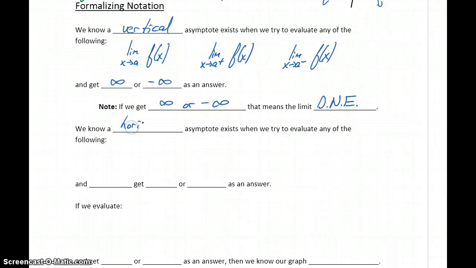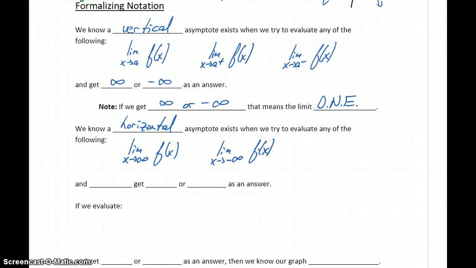We know that a horizontal asymptote exists if we try to evaluate the limit as x approaches infinity. So now this is slightly different notation. Previously, x has always been approaching some individual value. So now the limit as x approaches infinity, just getting larger and larger and larger, of our function, or the limit as x approaches negative infinity of f of x. If we're evaluating either of those two problems and we don't get infinity or negative infinity, then we know that we have a horizontal asymptote. So if we're evaluating this limit or this limit and we get a real number as a result, then there is a horizontal asymptote.